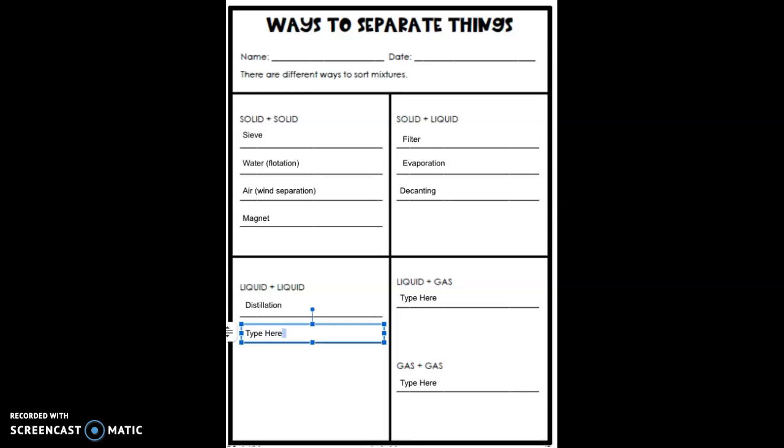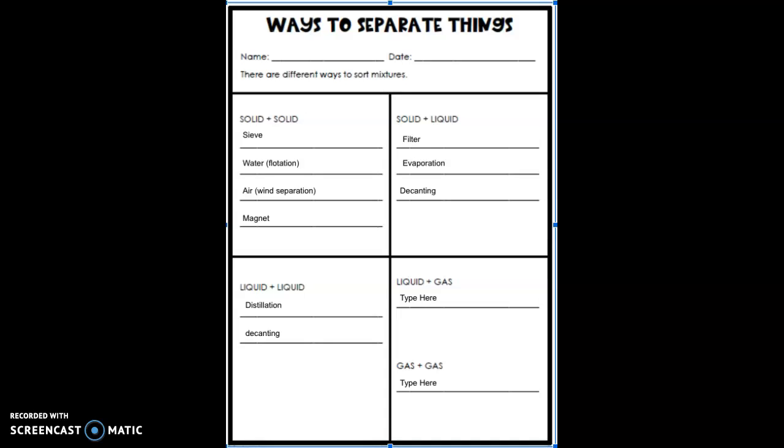The next liquid to liquid method is decanting. This can also be used for liquid and liquid, just like we saw for liquid and solid, because decanting would be with oil and water perhaps, where there are two different densities. So if we had our oil and water layered, we could pour out the water carefully and be left with the oil in our container still.